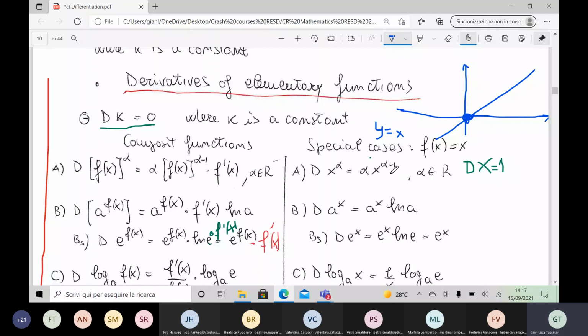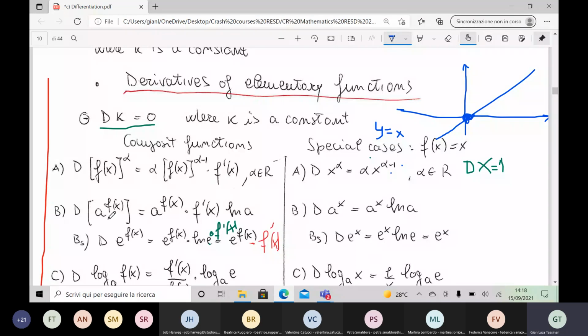So for this reason here, I did not report times 1. I mean, if you want, you can report it, but it's useless, okay? So you see that this is the general rule. This is instead a very special case, the case in which f of x is equal to x. And I told you that in books very often they report first this one, and then they generalize to this one by using the composite function rule.